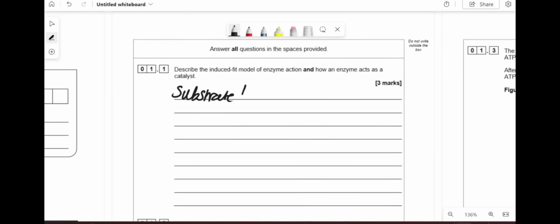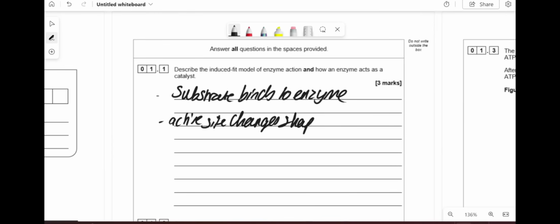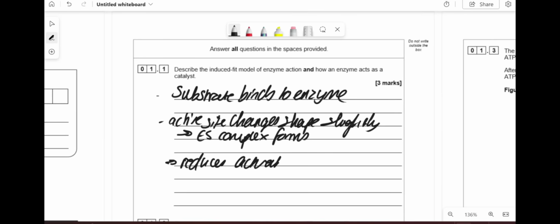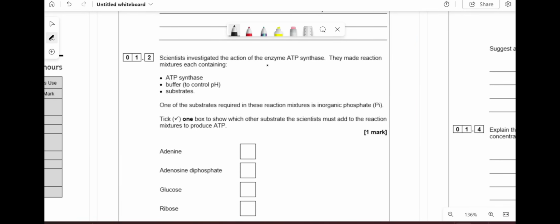So substrate binds to enzyme, the active site changes shape slightly, and an enzyme substrate complex forms. And this reduces the activation energy. And there you go.